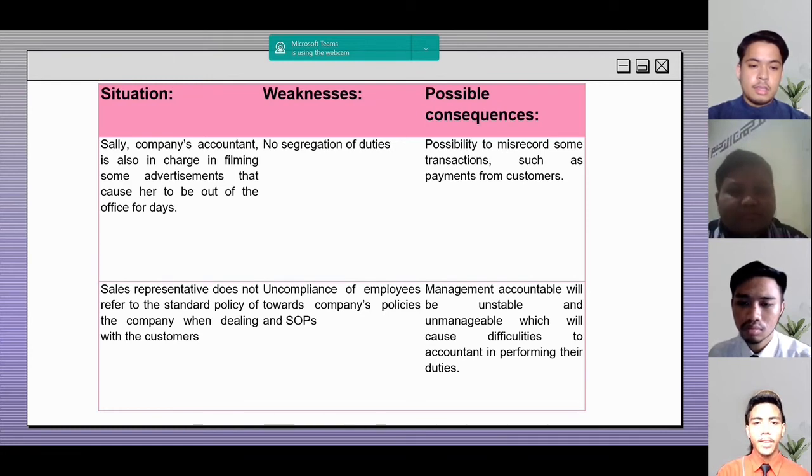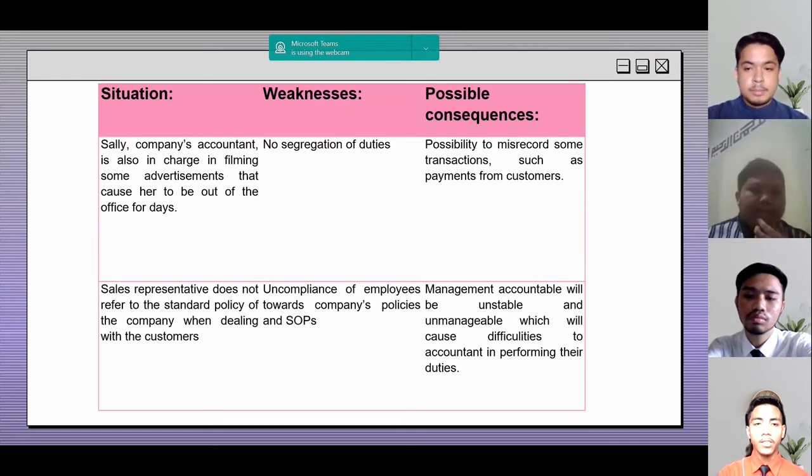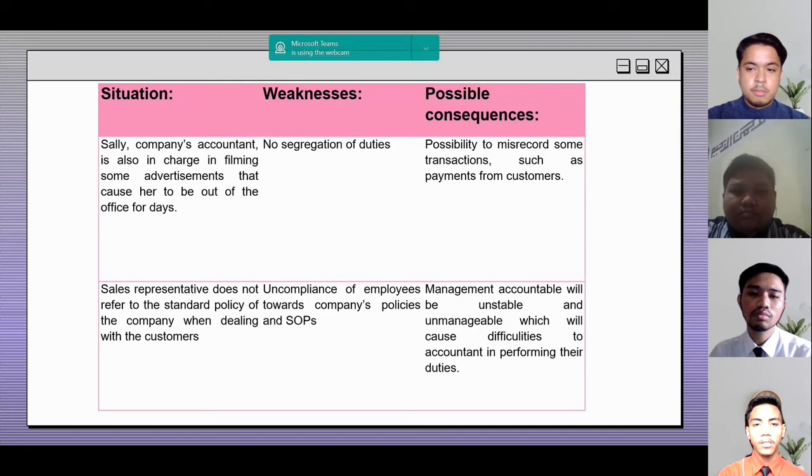Of course. First, Sally, the company's accountant, is also in charge of filming some advertisements, which causes her to be out of the office for a few days. So the weakness in this situation is no segregation of duties. The company has the possibility of misrecording some transactions, such as payments from customers. Next, the sales representative does not refer to the standard policy of the company when dealing with customers. The weakness is non-compliance of company employees with the company's policies and SOPs. The management accountability will be unstable and unmanageable, which will cause difficulties for accountants in performing their duties.